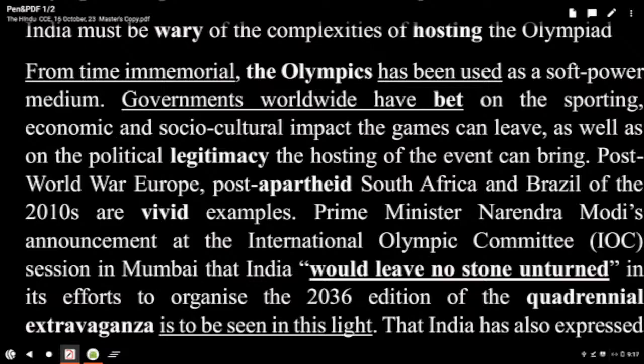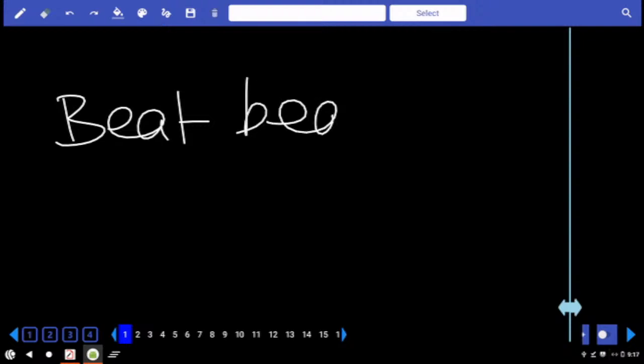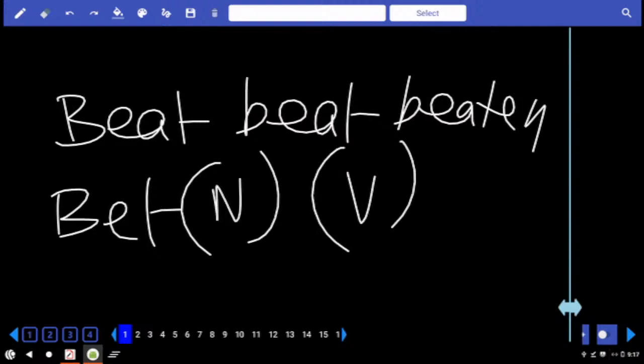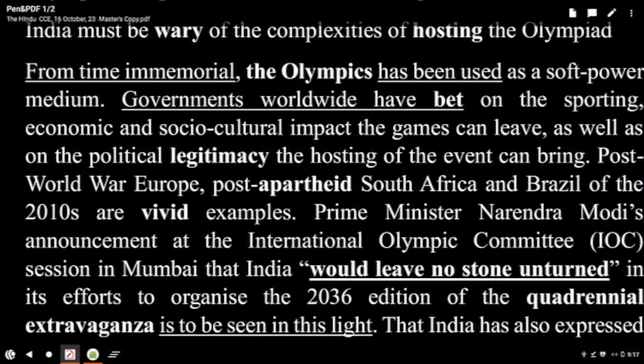Governments worldwide have bet. Which tense again? But why am I smiling? Yesterday I told you, do you remember? What is the past form? And what is the past participle? What is the word we have got here? Bet. What are the three forms? Bet can be a noun, bet can be a verb. And which tense is this? Have bet. Present perfect. That means the three forms are bet, bet, bet. That you have to catch. That word is different, this word is different.